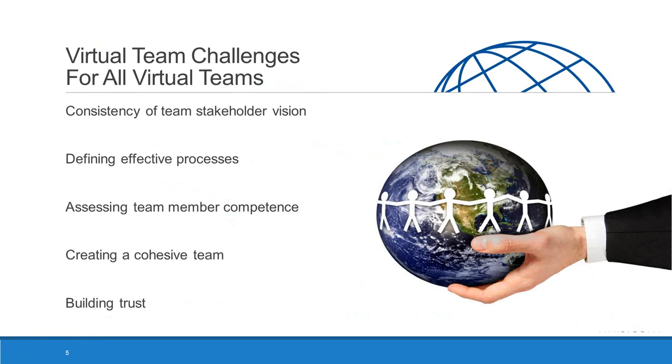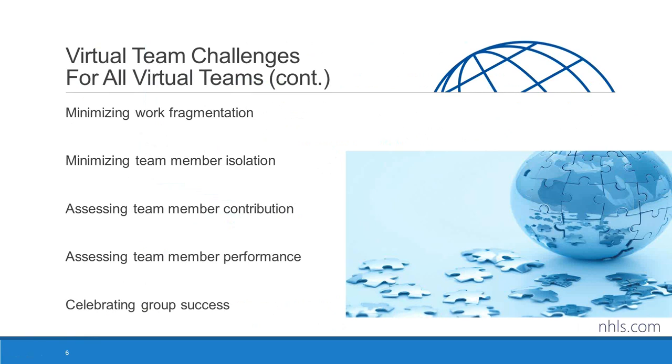Team cohesion is how do you get everyone to feel like a team if they're in multiple locations? And lastly, how do you build trust? These are all things that co-located teams are required to do. Co-located meaning all in one place. But it just becomes more difficult.